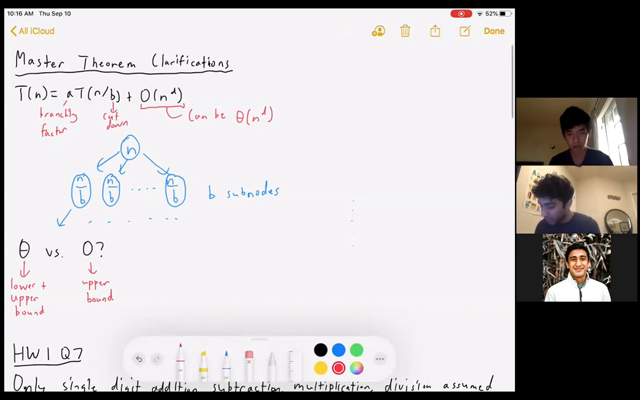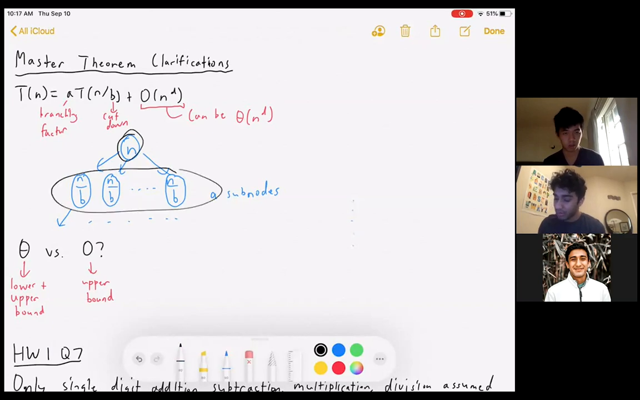Sorry, this should be a subnodes, not b. We have a subnodes of size n over b, and that's how much we're cutting down, and we're doing it a times. So when you have this question of what is T and what is O, what you'll end up figuring out is that T represents not only this node here, but all of its subnodes and their subnodes as well, right? That is the entire runtime we are trying to calculate. It's the runtime of the entire tree.